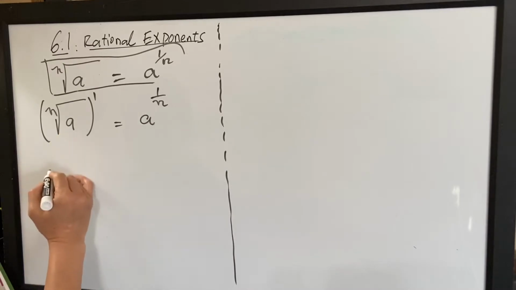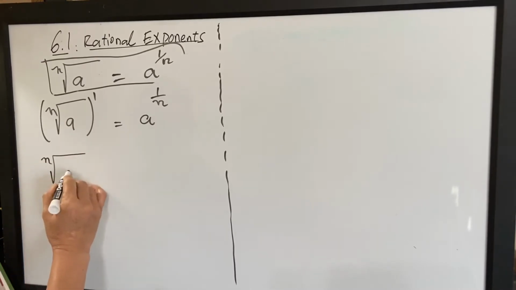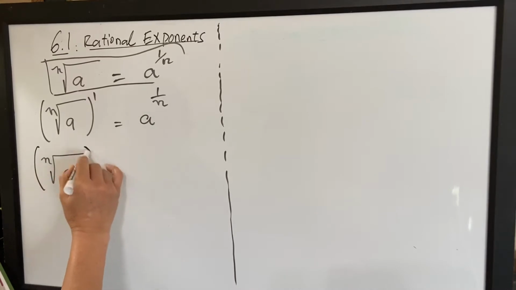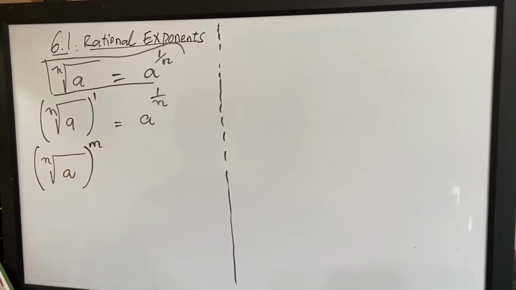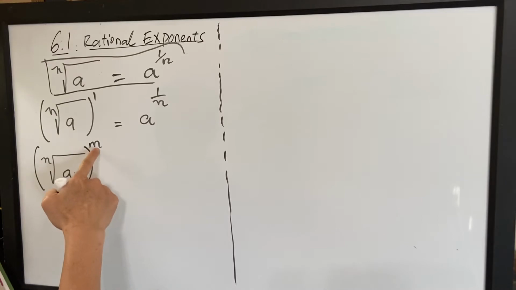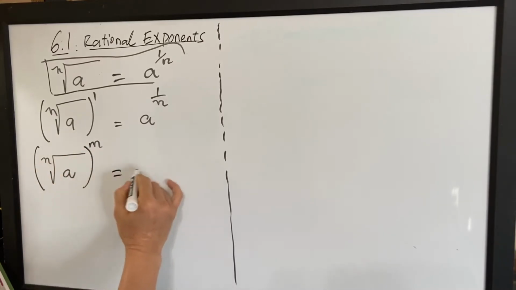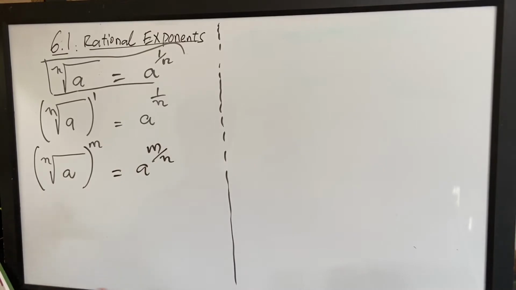Okay, similar to that, now let's look at this key concept right here. What if right now you have a radical form of A, and the whole thing is to the m exponent or the m power? Same thing, you see that? 1 over n, same thing, m over n. Beautiful. Okay, you see that?